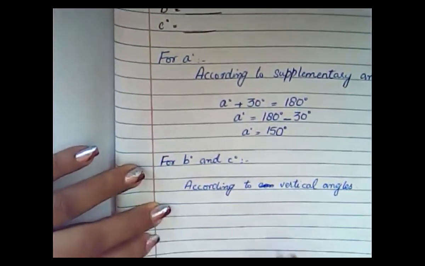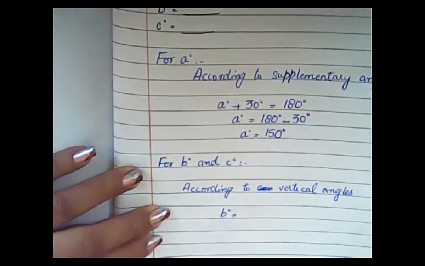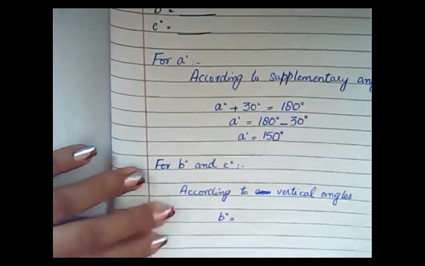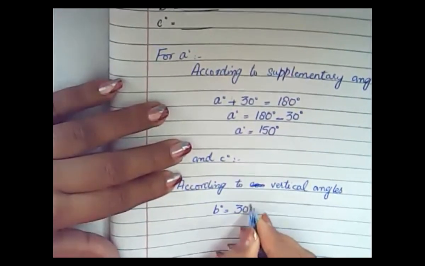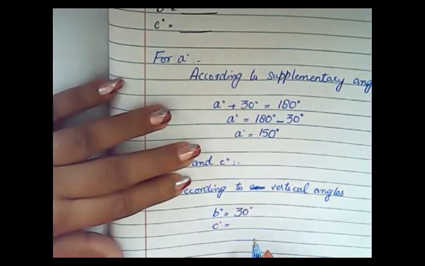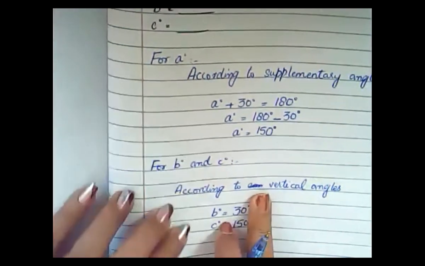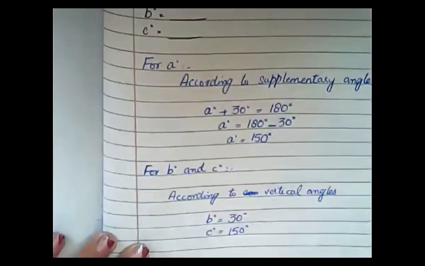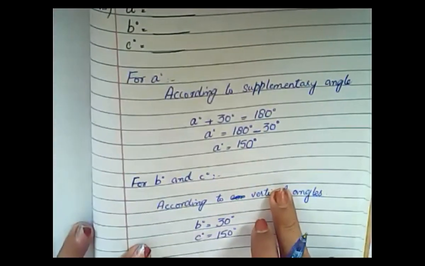According to vertical angles, B will be equal to what? Can anyone tell me? B will be equal to, yes, 30 degrees, and C will be equal to 150 degrees. So both of them you have found according to vertical angles. Now, please keep it in your mind. These are the reasons that you have to write in each and every question.